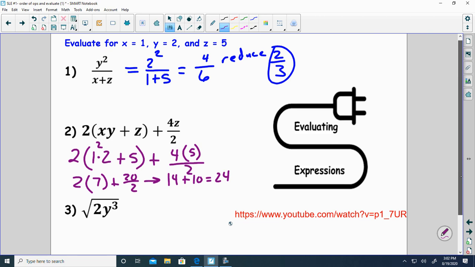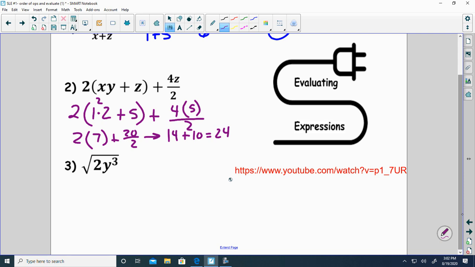Then we have the square root. We have a radical. Okay? So I have root 2. My y value is 2. And then I have 2 to the third. So these are being multiplied together, but I have to take care of the exponent first.